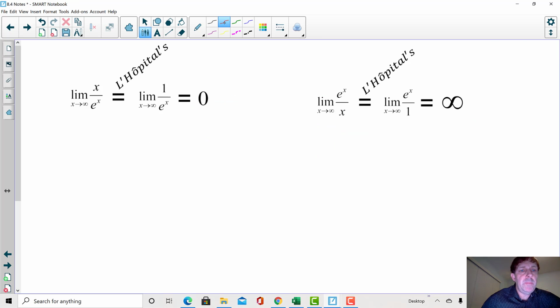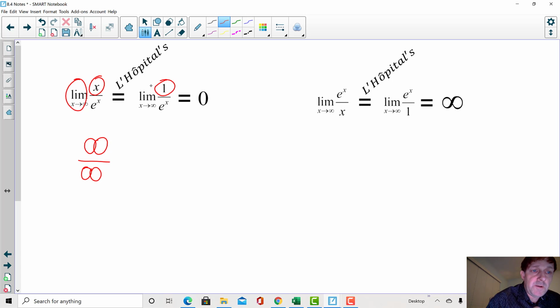Okay, we're going to run through a bunch of examples real quick. This first one, if you were to do this limit, you would get infinity over infinity. So we can use L'Hopital's rule. The derivative of x is 1, and the derivative of e to the x is e to the x.